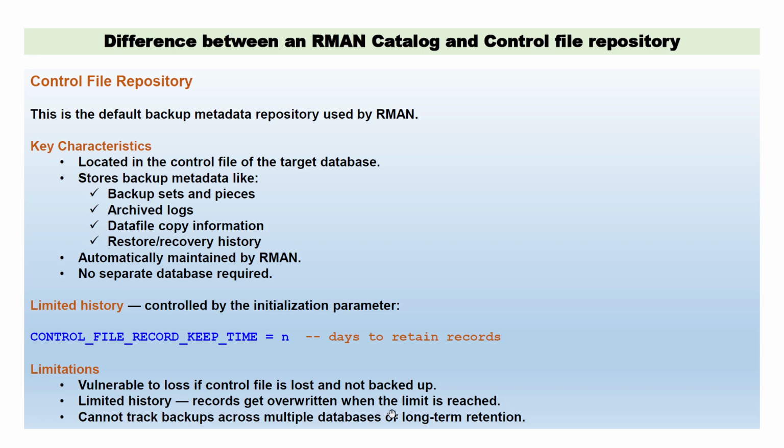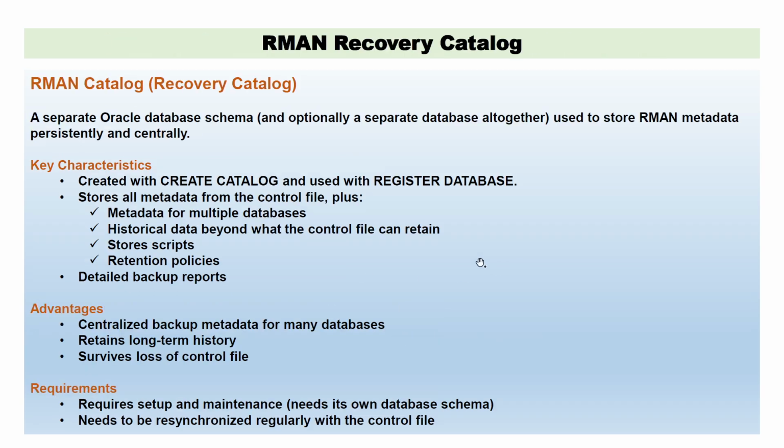Limited history. Records get overwritten when the limit is reached. When it reaches the limit defined by this parameter, it will delete older data. It cannot track backups across multiple databases or provide long-term retention. So if you want to know the backups of another database, the control file doesn't help you, because it only keeps the backup information of the current database. That's where the RMAN recovery catalog comes into the picture.